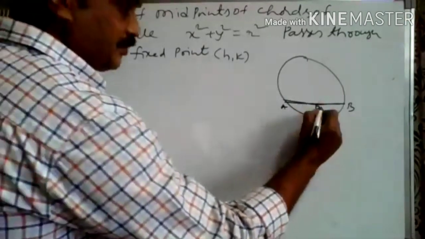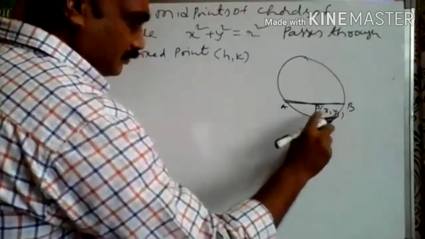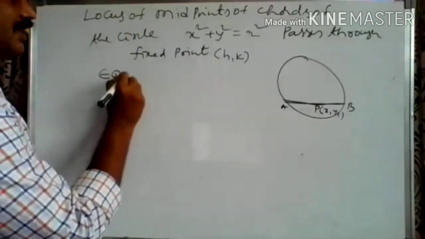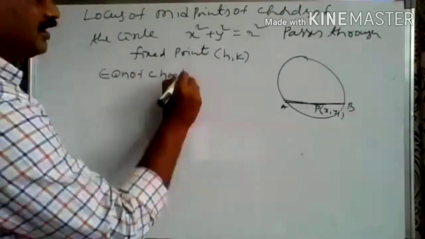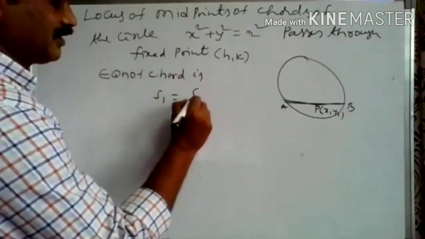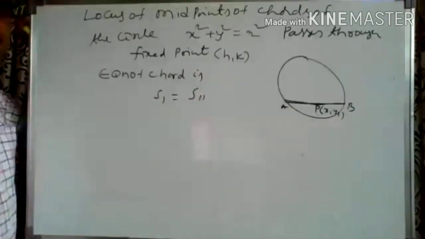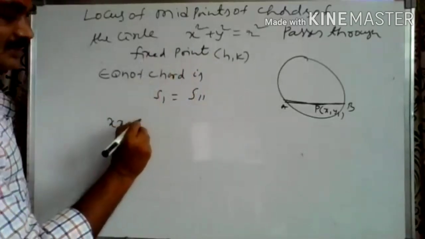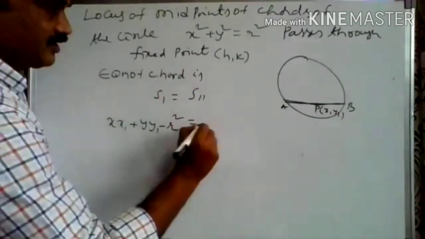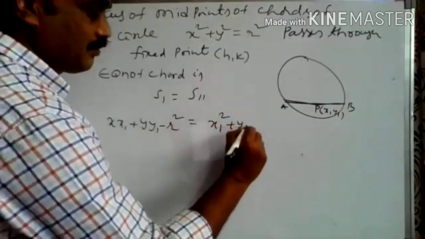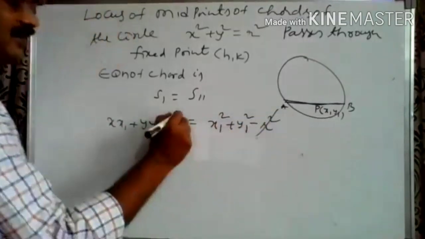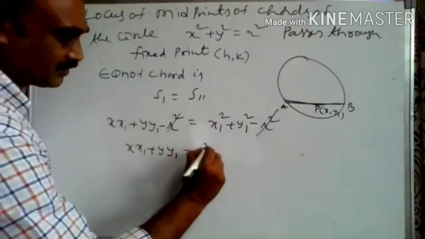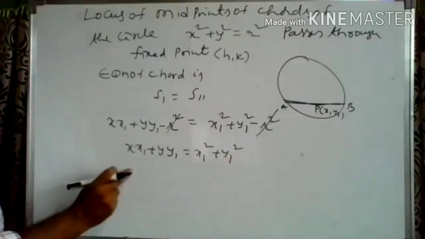Suppose this point P is x1 comma y1, the midpoint of the chord. Equation of the chord with midpoint P x1, y1 is S1 is equal to S11. What is S1? x x1 plus y y1 minus r square is equal to S11, which is x1 square plus y1 square minus r square. So minus r square gets cancelled. x x1 plus y y1 is equal to x1 square plus y1 square. This is the equation of the chord.